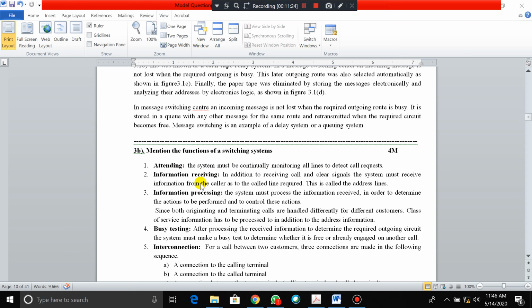Information receiving. In addition to receiving the calls and clearing the signals, the system must receive the information from the caller as a call line is required. This is called addressing the line.